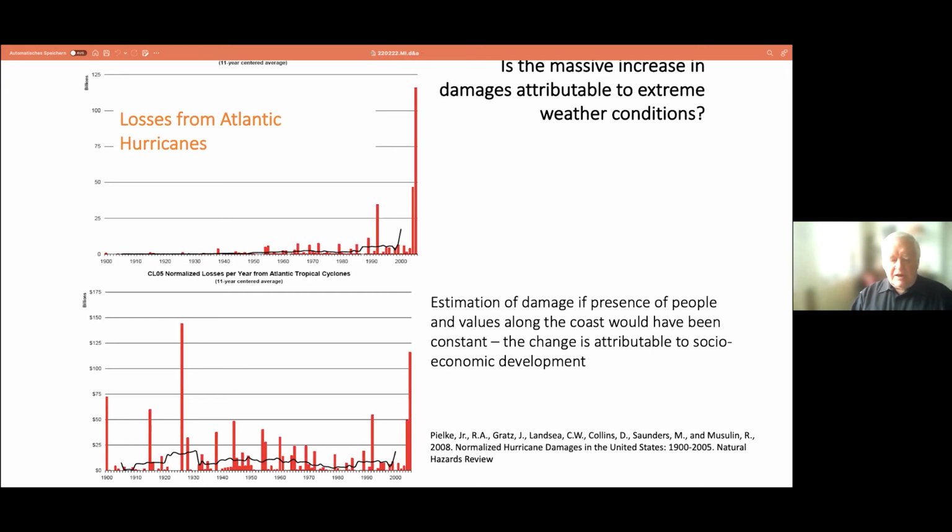And so if you take that into account, you get the lower diagram, then you suddenly see, no, the trend is gone. So this would be one explanation, but not necessarily the weather.